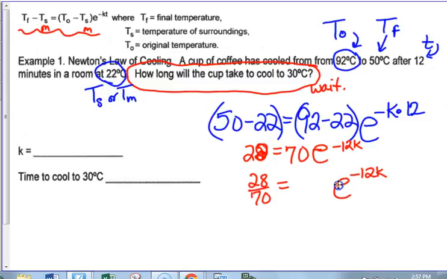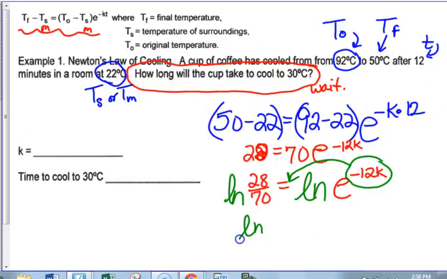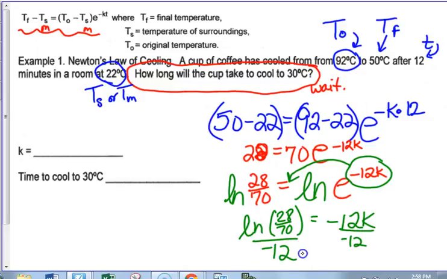Now, why did I write that clear over there? What's the next step? We need to take the log of both sides, yes? So I left myself room to write that. Tricky of me, I know. All right, what happens next? Yeah, this moves down here, and ln of e will just be 1. So we're going to type ln of 28 over 70. And what do we have to do then? Divide by negative 12. K is going to be positive.